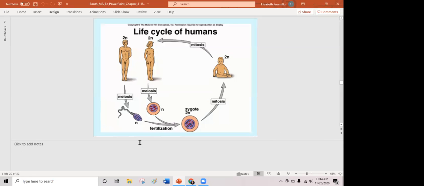Okay. So then we have the zygote, you can see here from fertilization, right? Meiosis happens, fertilization, zygote, mitosis, newborn, and then development into adult.